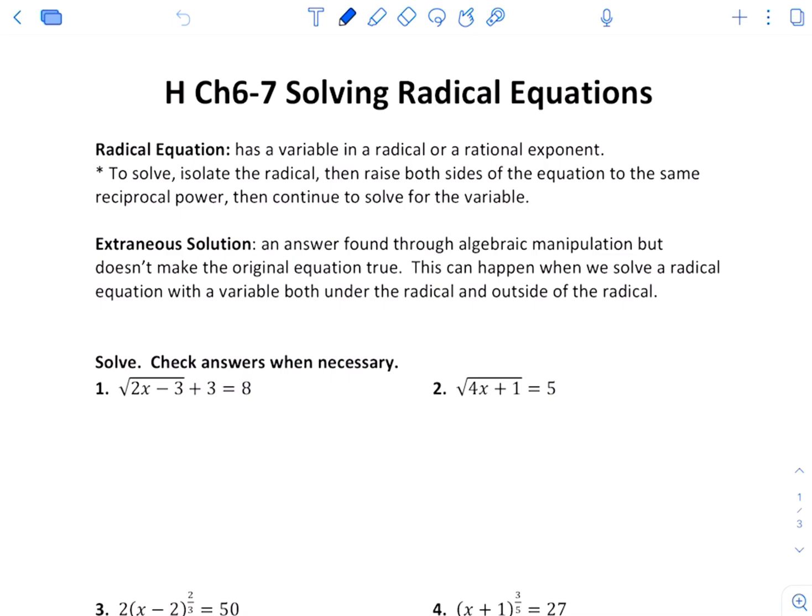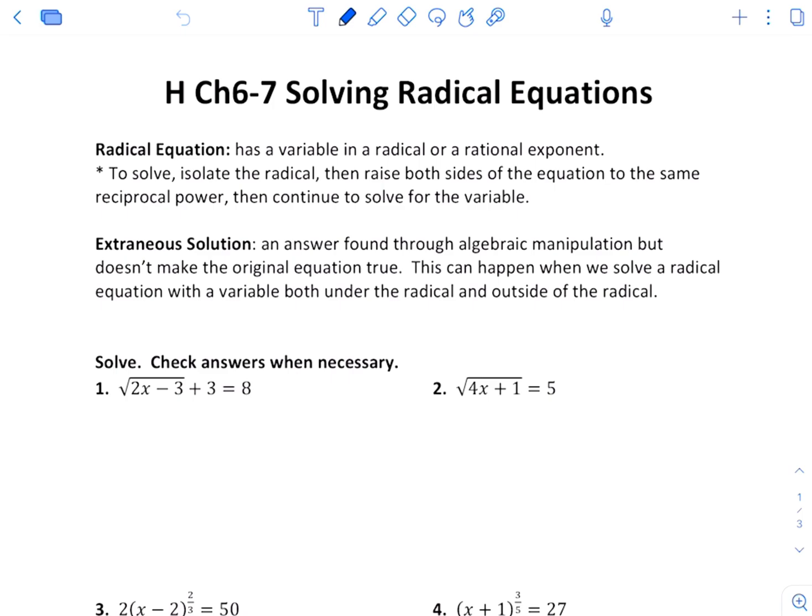Lesson 6-7, Solving Radical Equations, which is our last section of this chapter. So anytime we're talking about a radical equation, we need to have a variable underneath our radical symbol. If I just have the square root of a number, like the square root of 3, that wouldn't count as a radical equation. The variable has to be underneath the radical for it to be considered a radical equation.